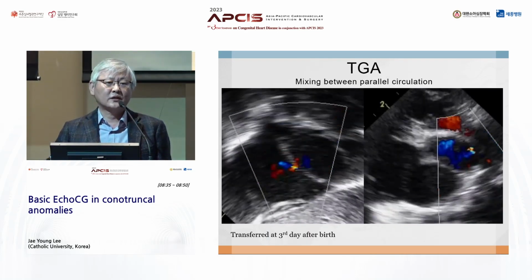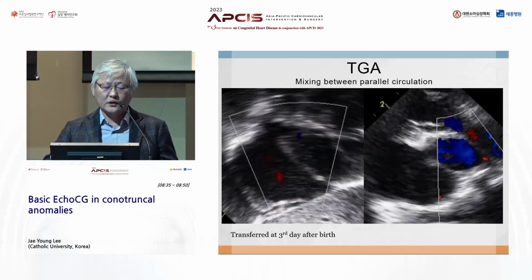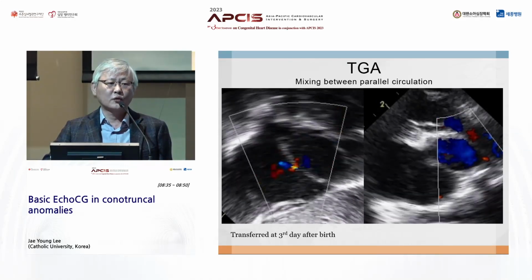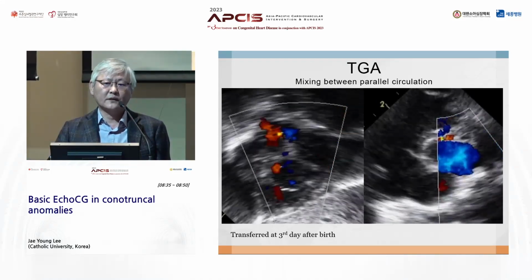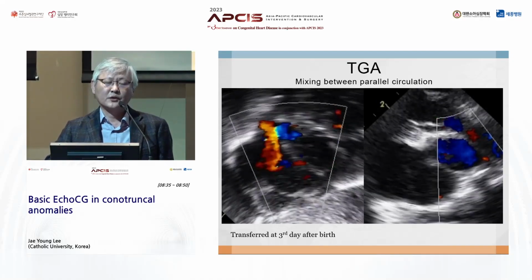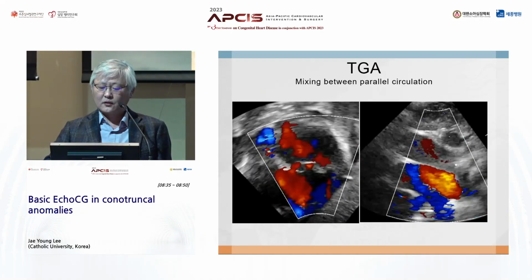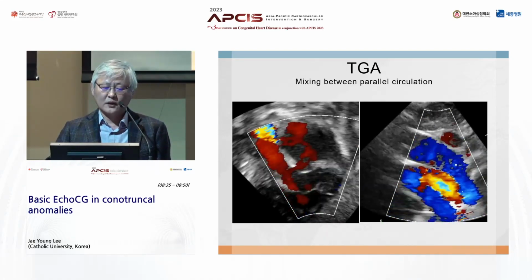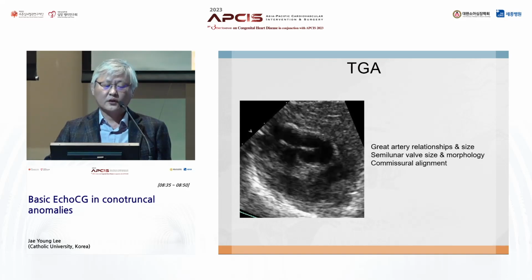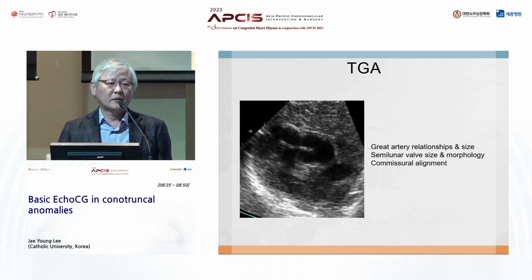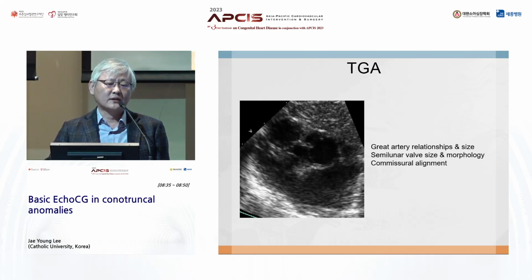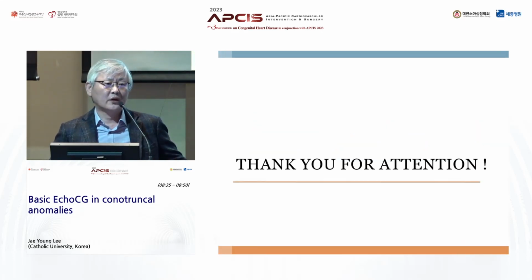And lastly, the mixing condition assessment is very important. This is a very restrictive interatrial communication and very small PDA, suffering from severe cyanosis, which just needed emergency balloon atrial septostomy. And in this case, the PDA is big with bidirectional shunt, so the mixing is okay at this time. And in this view, you notice the AV valve morphology, commissural alignment, and relative relationship and size of the great arteries. And then, thank you for your attention.